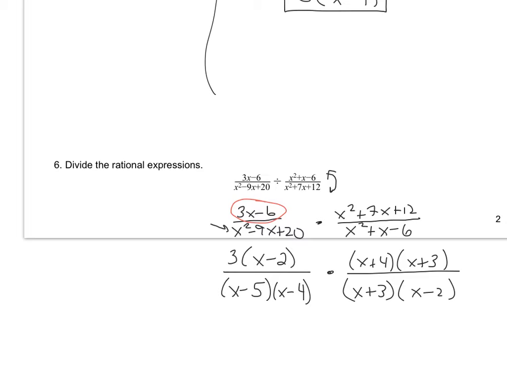So now I can cancel out what's the same. So I see the x plus 3's will cancel, the x minus 2's will cancel, and I believe that's all. So our final answer, I'll write it over here, is going to be a 3 which is left, an x plus 4 which is left, and on the bottom an x minus 5 and an x minus 4.